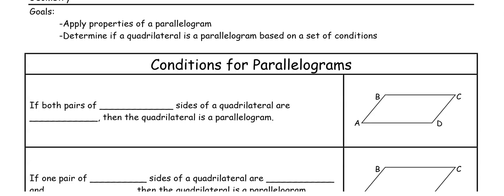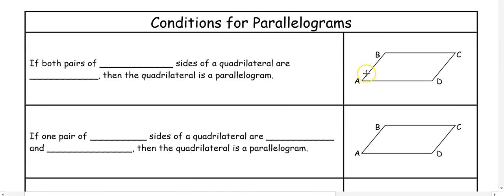This video is about applying properties of parallelograms and determining if a quadrilateral is a parallelogram based on a set of conditions. So there are 6 conditions to know if we have a parallelogram. The first is if both pairs of opposite sides are parallel. So that comes from our definition. So the opposite sides have to be parallel, so top and bottom and left and right.